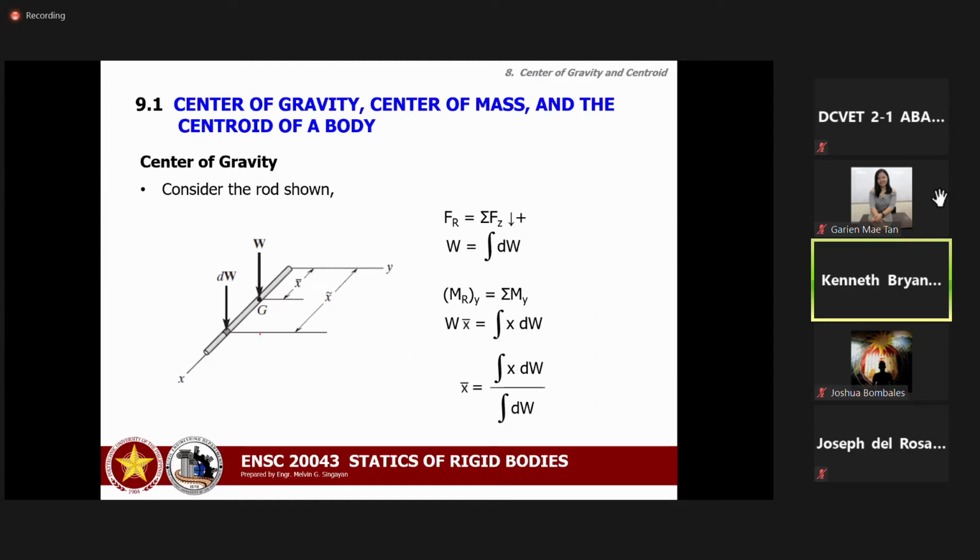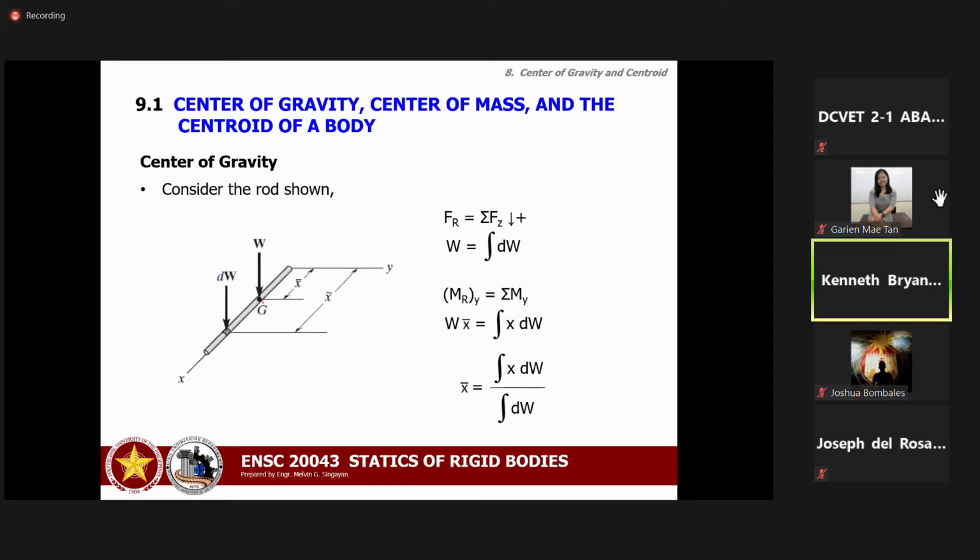Similar to our discussion around chapter 4, the resultant of parallel force systems, or distributed loading. Say this rod is composed of particles, and each particle has a weight dW. If you want to solve for the resultant, we just sum the forces. So the resultant is W, and that is equal to the sum of the components. One of the components is dW, and to get the sum, we apply integration. So W is equal to the integral of dW.